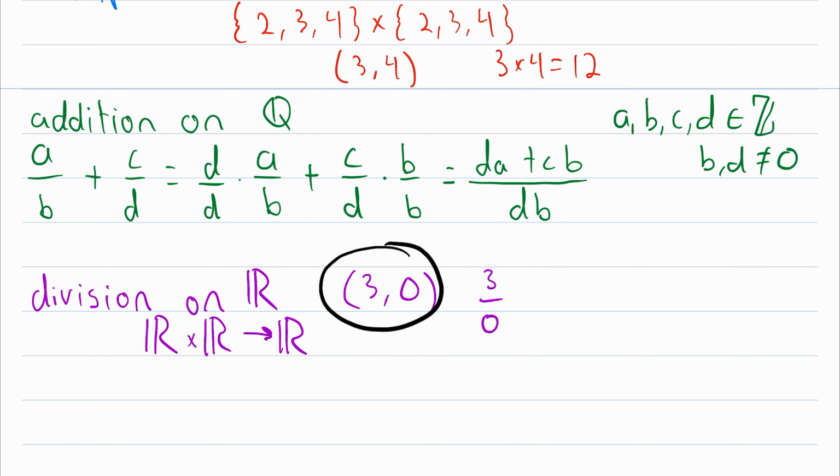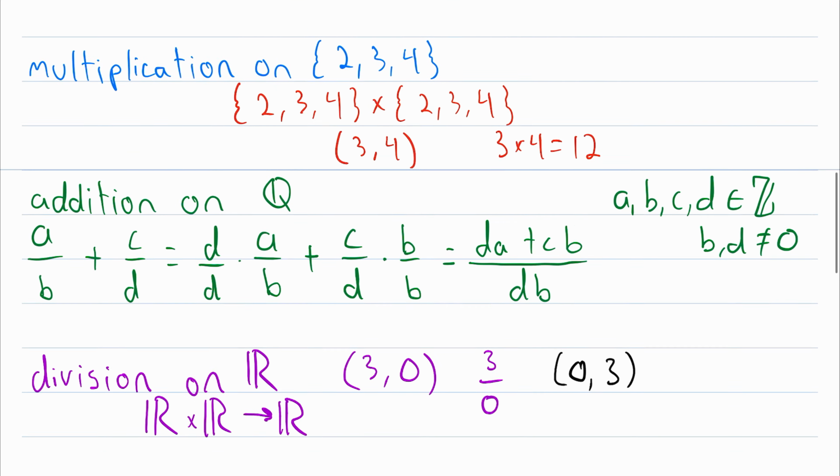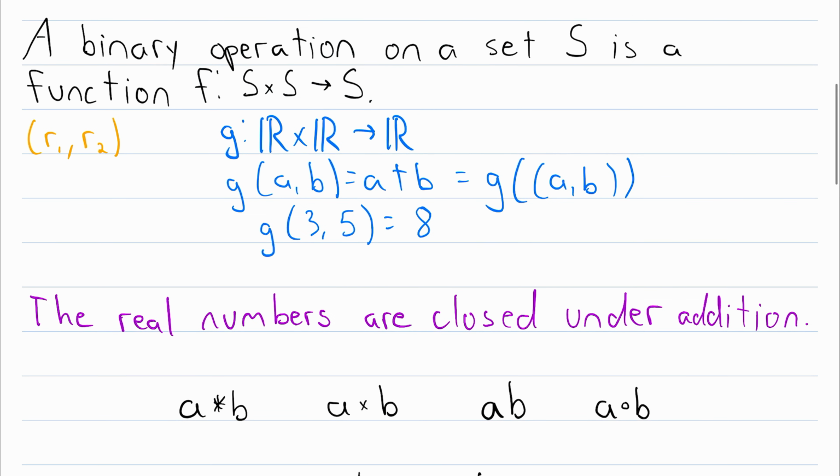The ordered pair (3, 0) is undefined if we try to plug that into the division operation, but the ordered pair (0, 3), that goes just fine. 0 divided by 3 is 0. So some binary operations are commutative, where the order doesn't matter, like addition, and some are not, like division and subtraction. So one more time, let's nail that definition again.